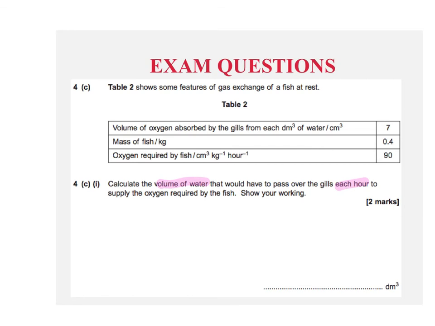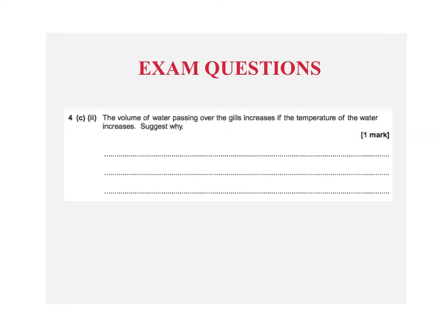Show your working. You can do this quite simply, but you've got to think about it. So be careful. There's a few processes that you've got to go through. It's 2 marks. So pause and play again when you're ready. Oh, I lied. The volume of water passing over the gills increases if the temperature of the water increases. Suggest why. You're not expected to know, but perhaps you can use your knowledge from other modules to explain why this happens.